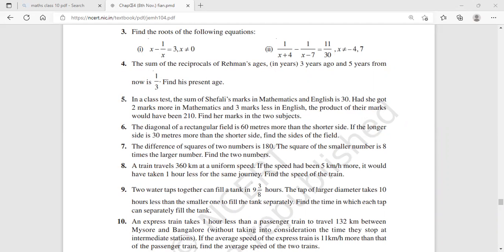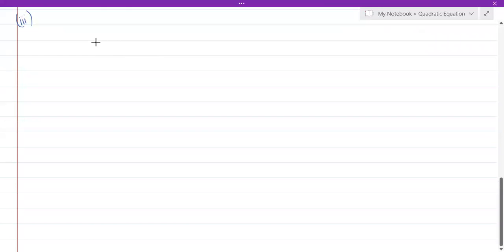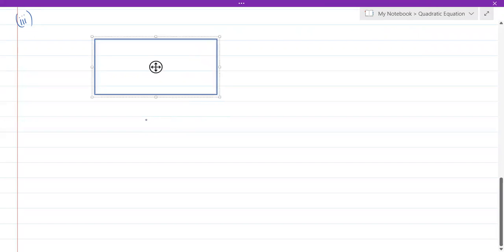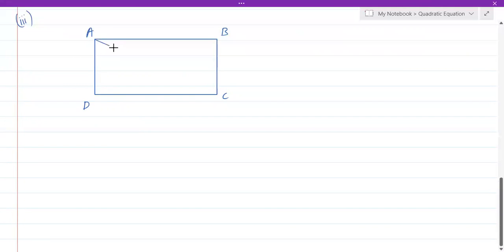So let's take the figure and let's understand it. Let's take a rectangle. Okay. Let's name this as A, B, C, and D. Let's draw one of the diagonals. Let's join A and C. So AC is the diagonal. Okay. Now, it's very clear AD is the shorter side, isn't it? From the figure itself, very clearly AD is the shorter side. AB and DC will be the longer side.